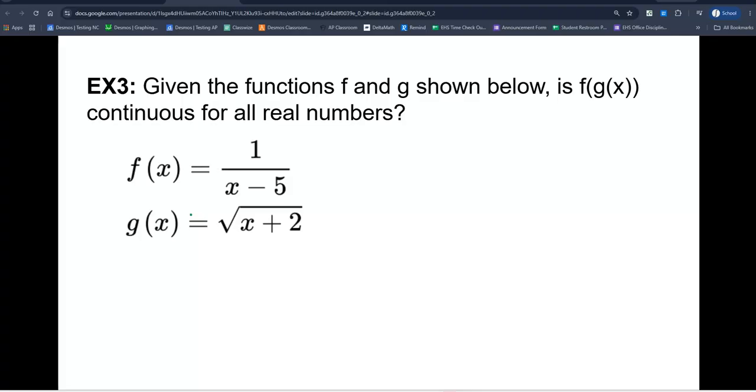Okay, 4-3. Given the functions f and g shown below, is f of g of x continuous for all real numbers? Okay, so in this case, we're doing a composite function here. We need to consider the domain of the input and the domain of the total problem. I can't plug anything in if it's going to make g of x undefined. If g of x is undefined, the whole thing is going to be undefined because I can't plug the number in. There'll be nothing to plug in.